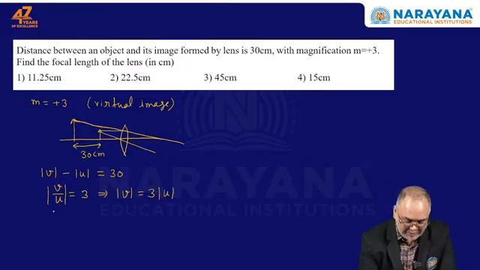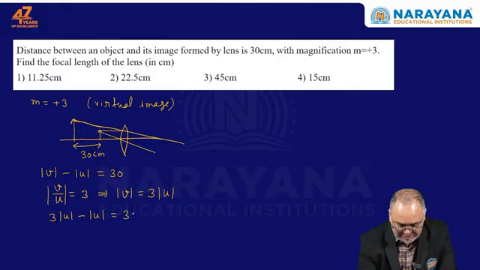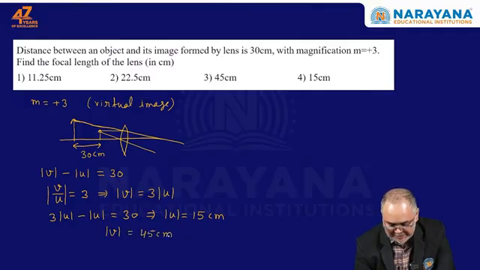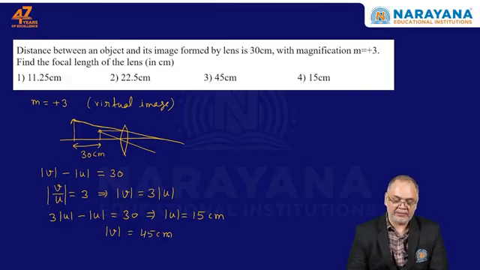So we can write mod v is equal to 3 times mod u. Now I can put the value here. So I'll get 3 times mod u minus mod u is equal to 30. So the magnitude of u is what? That is 15 centimeter. And similarly, the magnitude of v is how much? That is 45 centimeter.